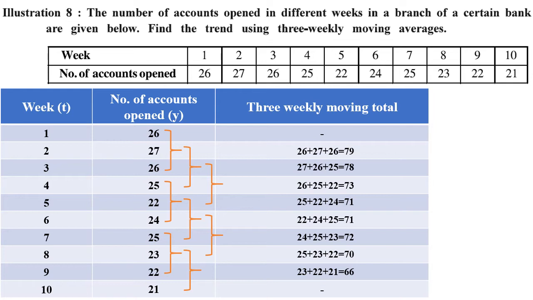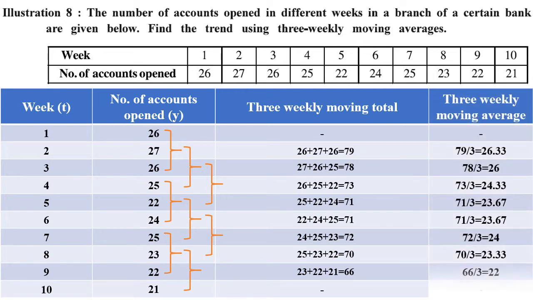Now the 3 value total is given, so what we are going to do is divide all the totals by 3 to get the final answer like this. So that would be the 3 weekly moving average. First is 79 divided by 3, 26.33, then it is 78 upon 3, then it is 73 upon 3. Likewise we get the answer for each and every observation.